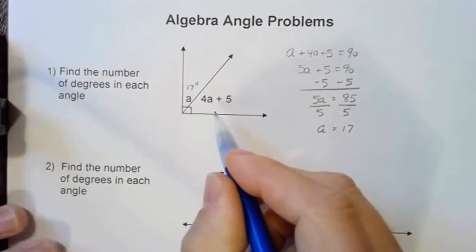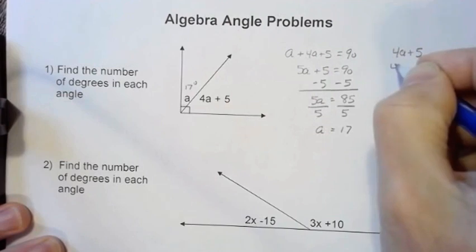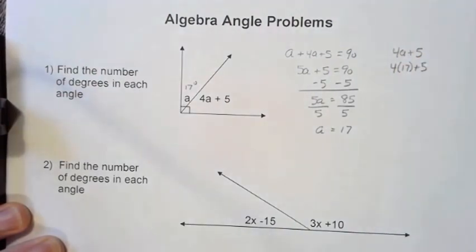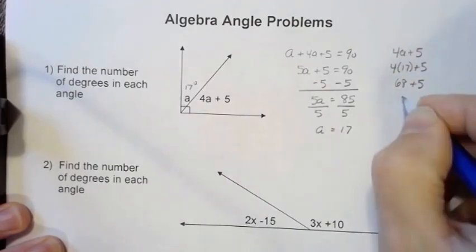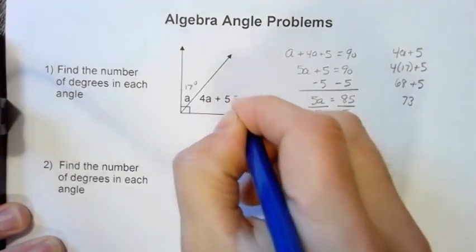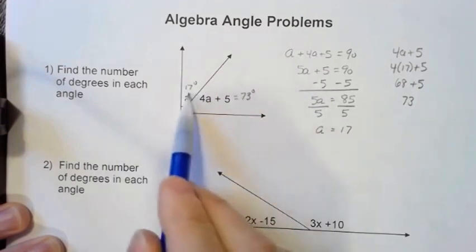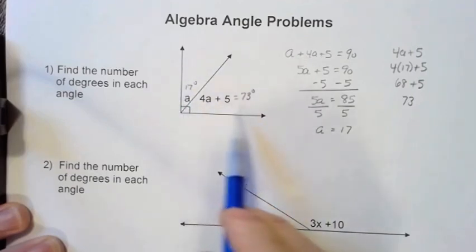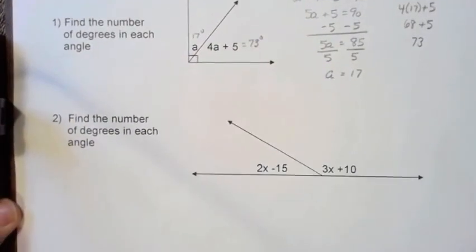To get the angle that was labeled as 4A plus 5, I'm going to take that expression and substitute in A's value of 17, and then I'm going to use the order of operations. 4 times 17 is 68, and if you add 5 to 68, then you get 73. So this angle here would have to be a 73-degree angle, and I can check to make sure that this is right by adding these two angles together. 17 plus 73 equals 90, and it should because these angles were complementary to each other.